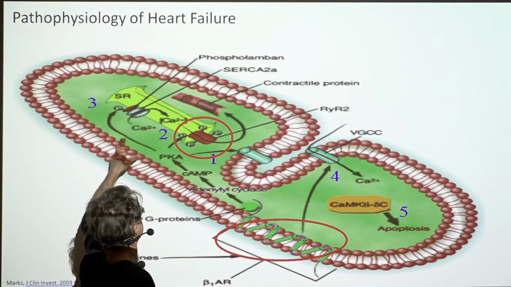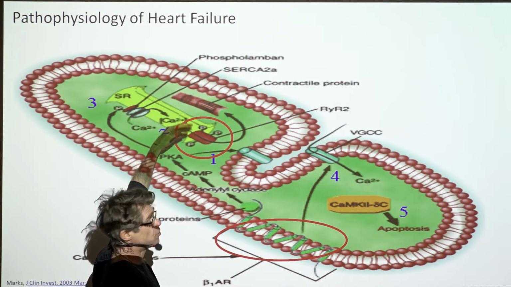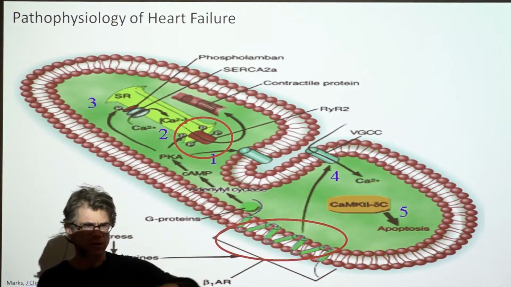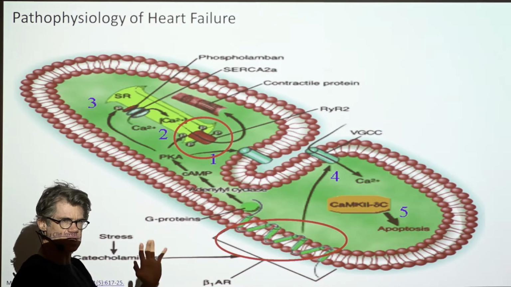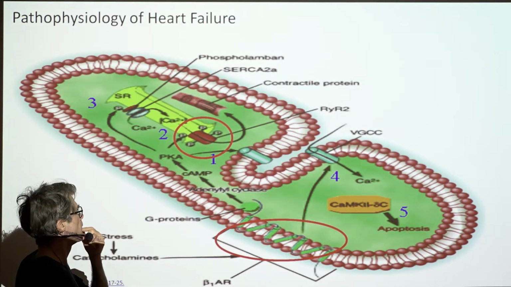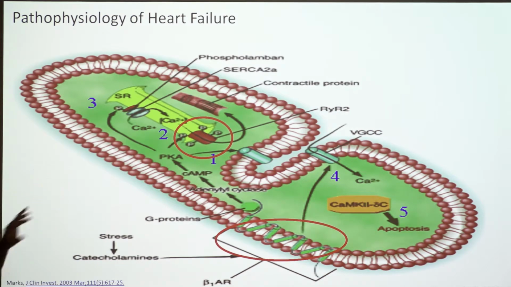And it also causes not enough calcium to be able to be released during the next beat, because this is cyclical, right? Every beat. So there's too much calcium during diastole and too little calcium to release during systole. So this causes reduced contractility and lots of other things in the cardiomyocyte.